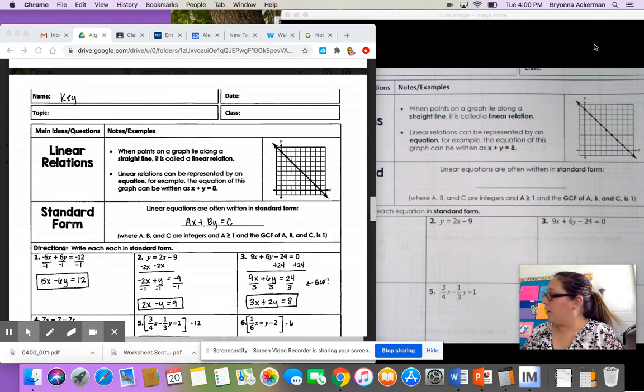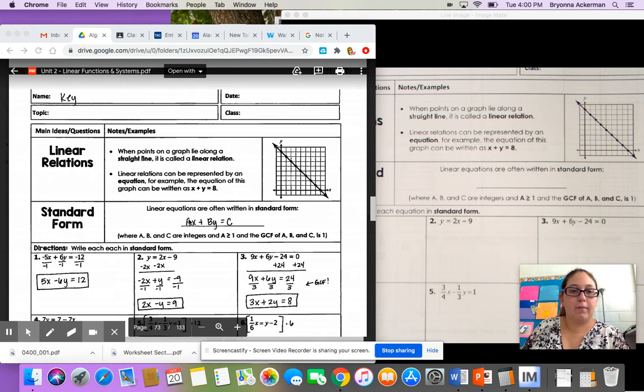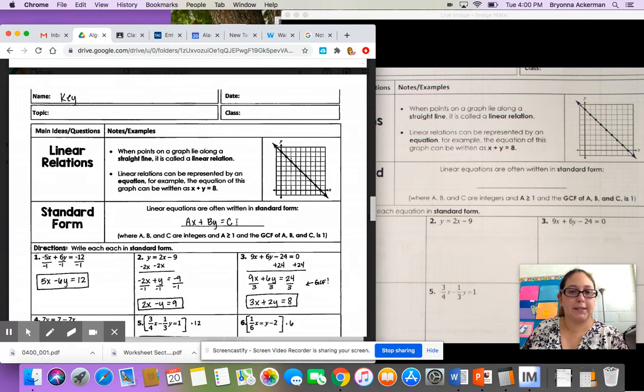Okay, class. I wanted to go over some notes. Some classes were a little bit behind, so I'm just going to refresh the first page of day 2 notes. The first page of day 2 notes was linear relations, and we talked about how we can write in standard form. So in standard form, you'll see over here that you want ax plus by equals c.